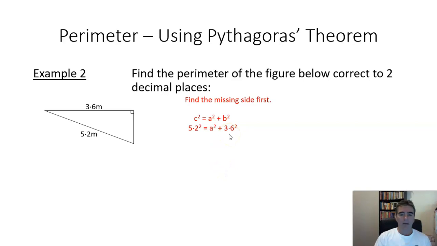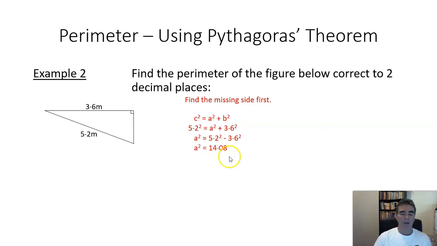So what we now tend to do is I tell my students that we're finding a shorter side, so it's a takeaway question. So to find a squared, it's 5.2 squared minus the 3.6 squared. And again, our calculators are really good at doing these. So we can press that in our calculator and find that a squared is 14.08.